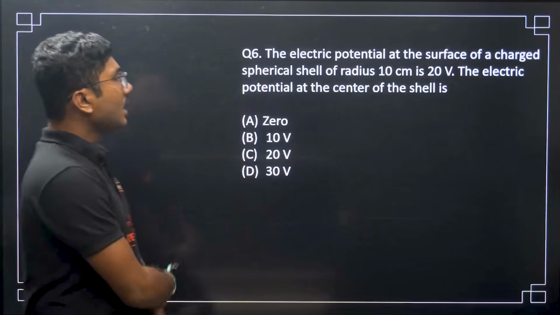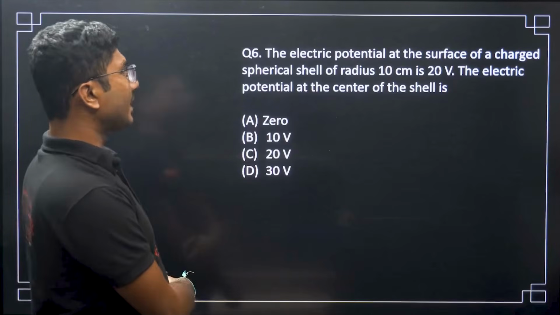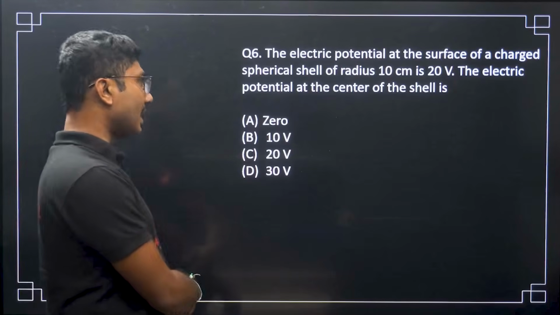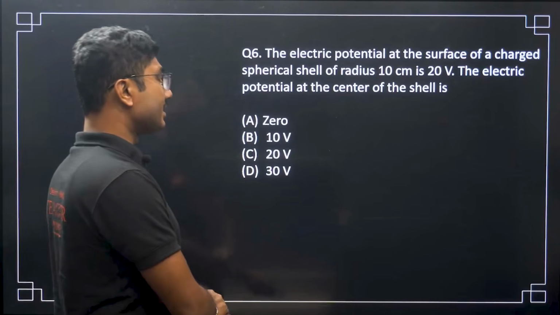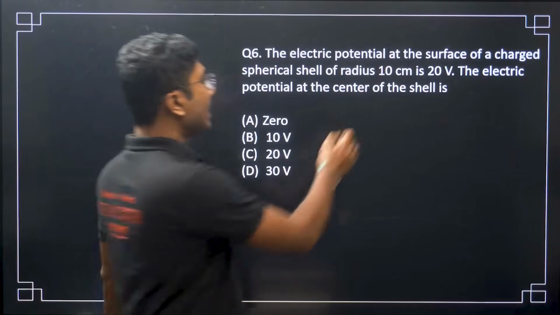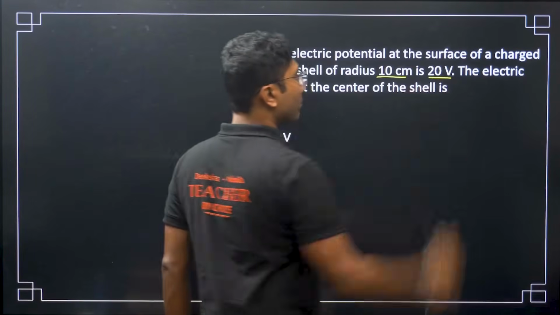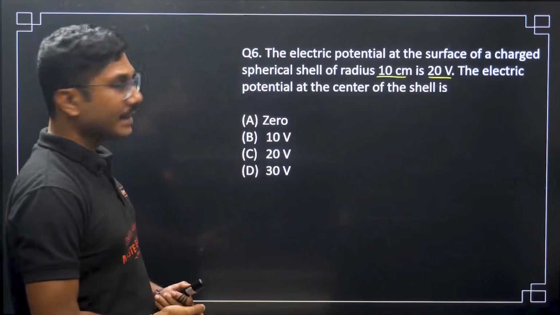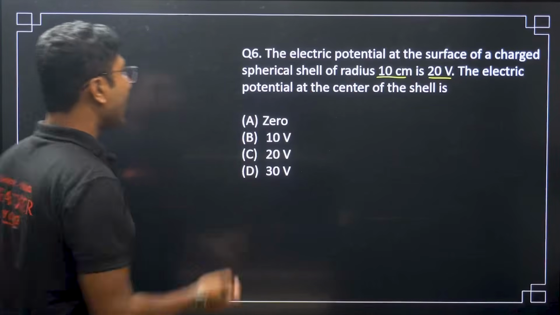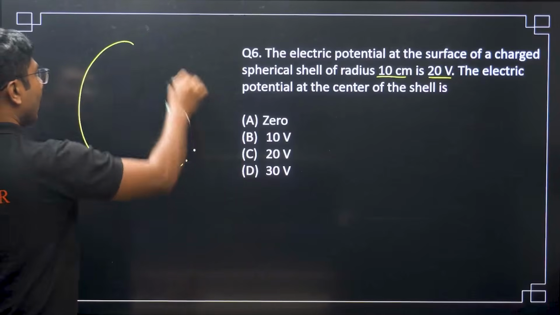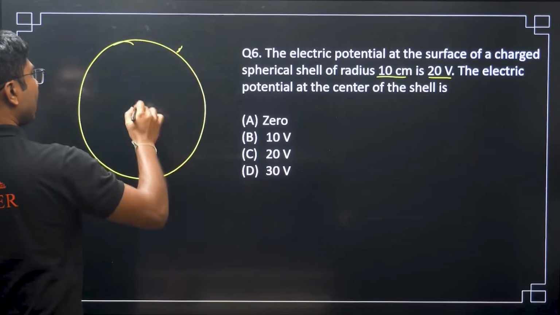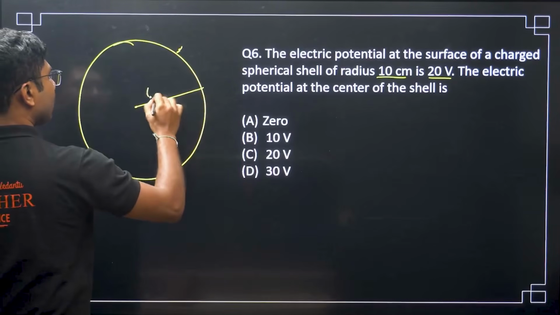Next question, the electric potential at the surface of a charged spherical shell of radius 10 centimeter is 20 volt. The electric potential at the center of the shell is, so we know that electric potential from the center till the surface is constant.